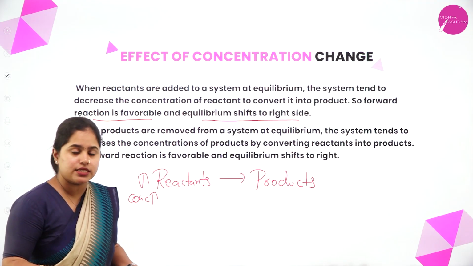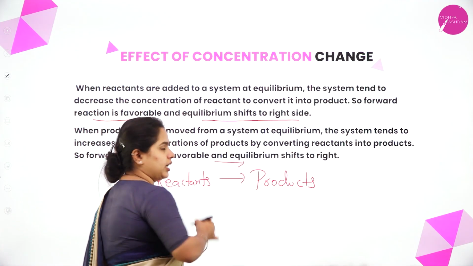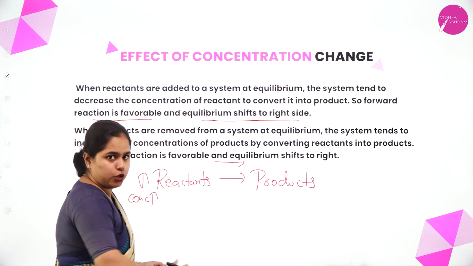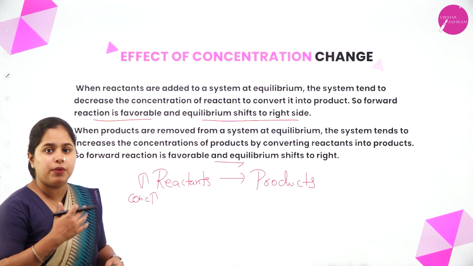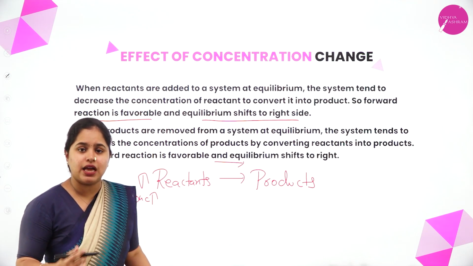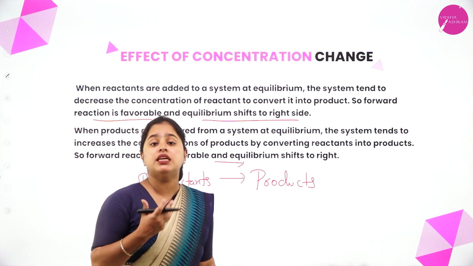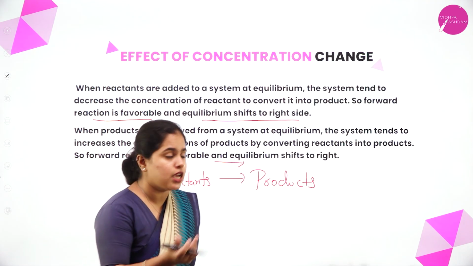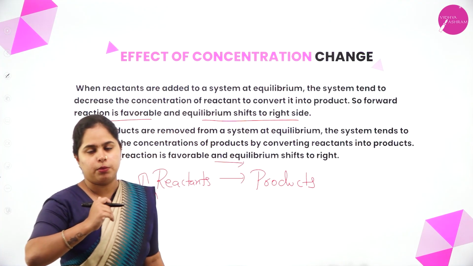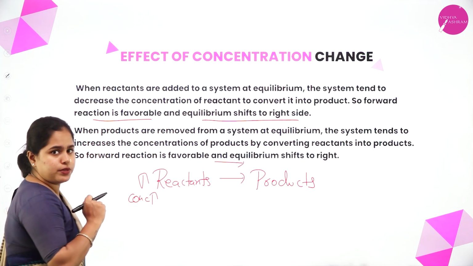So how can it decrease? By favoring the forward reaction. Favoring the forward reaction means the reactants will get used up. The reactants will combine much faster and form more products. That means when we are increasing the concentration of the reactants, the forward reaction will be favored and more product will be formed. Clear?